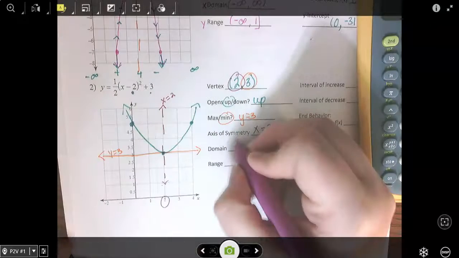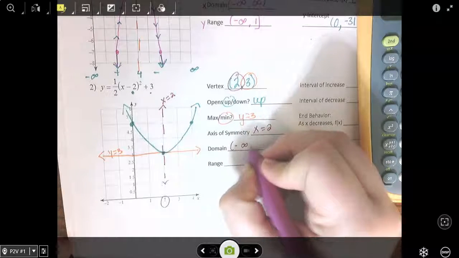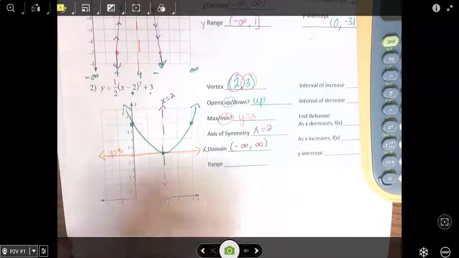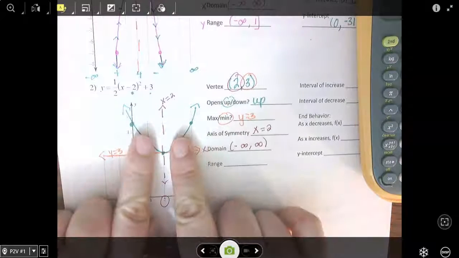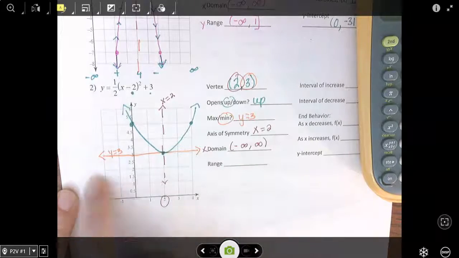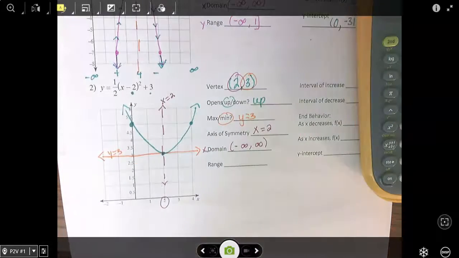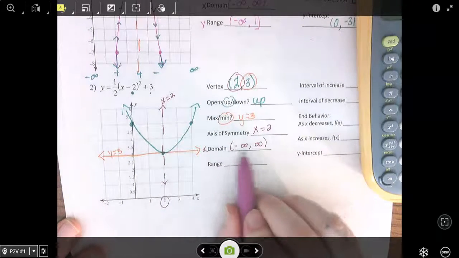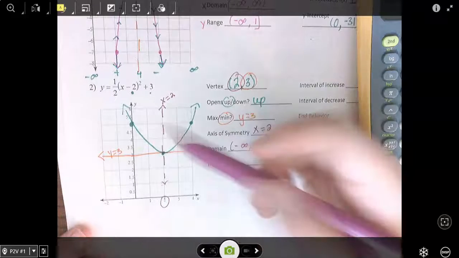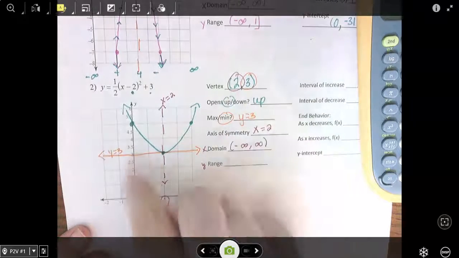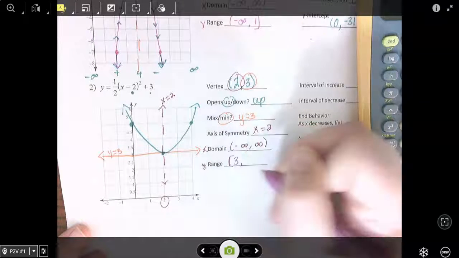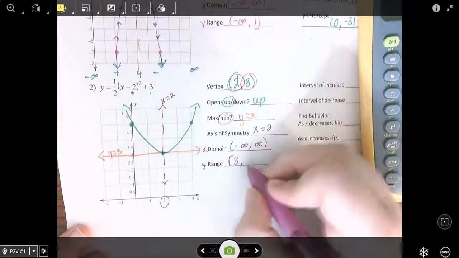The domain is negative infinity to positive infinity. That has to do with your possible x values. Remember, this is just a zoomed in portion of your graph. It keeps going. So the x values going left to right can go as far left and as far right as they want to. That means the domain is negative infinity to positive infinity. The range has to do with your y values. The range starts at 3, kind of like that brick wall is at 3, and then it goes up from there. So it goes from 3 to infinity.